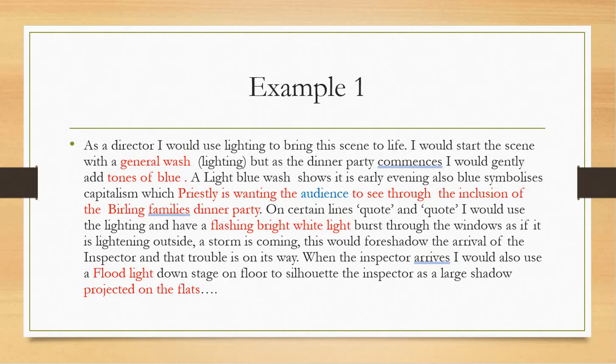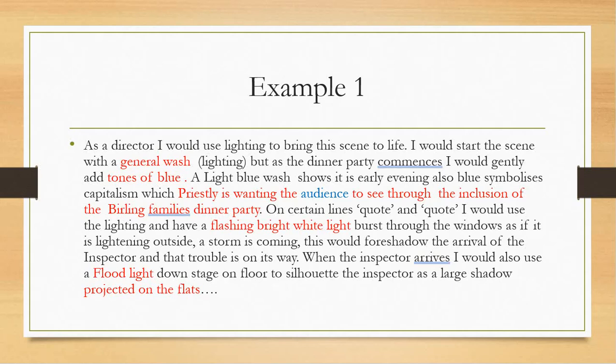party. On certain lines, quote unquote, embed the quotes in there, I would use the lighting and have a flashing bright white light burst through the windows as if it is lightning outside. A storm is coming. This would foreshadow the arrival of the inspector and that trouble is on its way. When the inspector arrives, I would also use a floodlight downstage on the floor to silhouette the inspector as a large shadow projected on the flats.